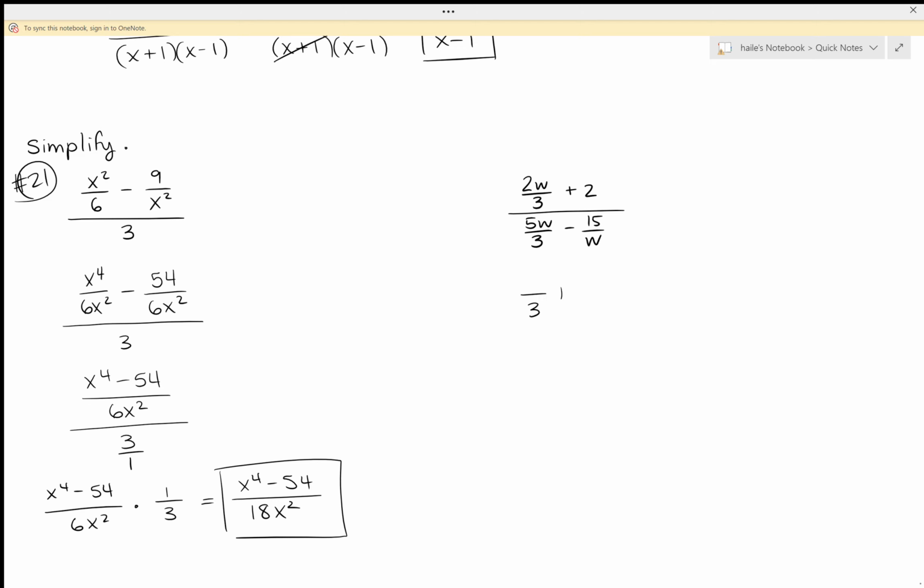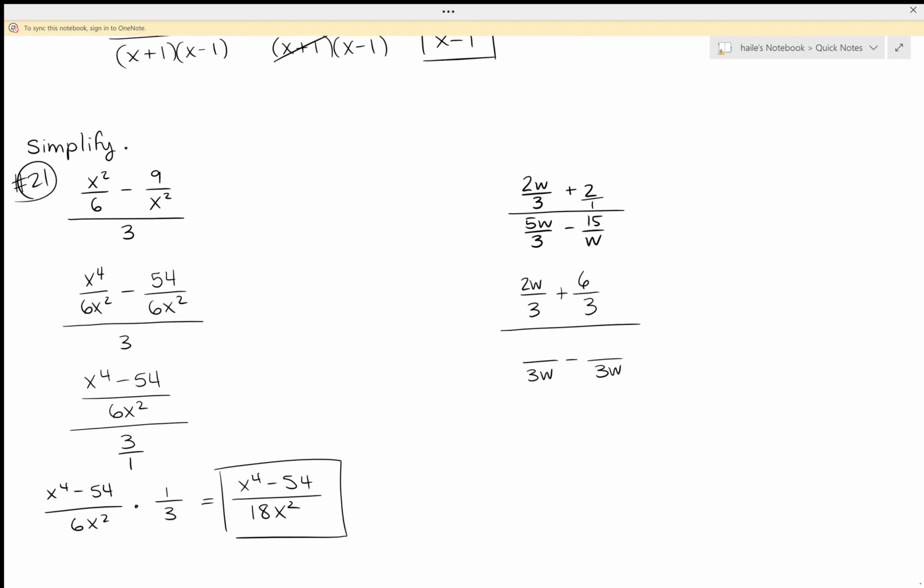So let's set that up. And on the bottom, we should have a least common denominator of 3w, because 3 and w have nothing in common. Okay, so let's figure out our numerators. So the first one with the 3, the 2w over 3, that's not going to change because that already had our least common denominator. The 2 will become 6 because it had an understood denominator of 1. We multiplied 1 by 3, so we also have to multiply 2 by 3.